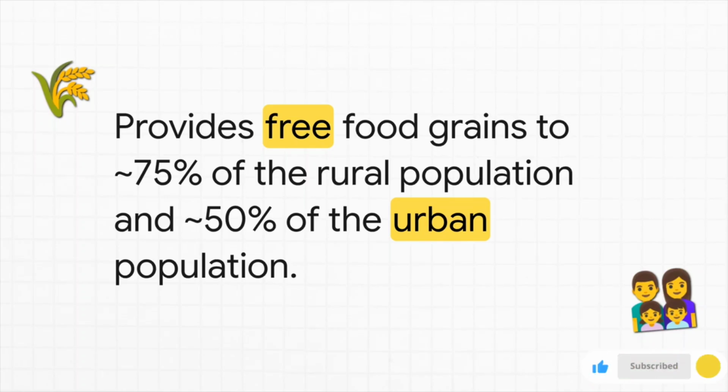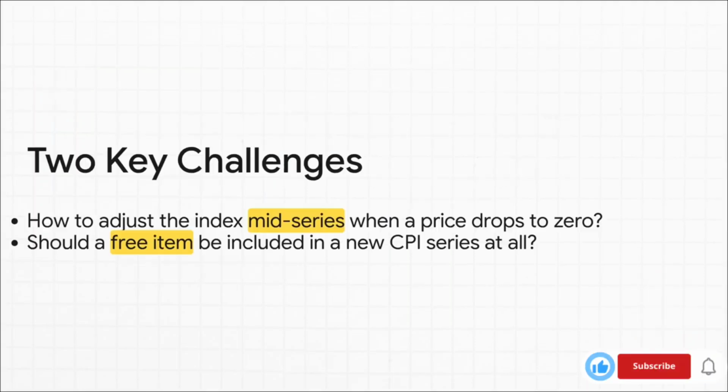Now, for a price-based index like the CPI, this creates a huge methodological headache. I mean, how do you put a price on zero? So this leads to two central questions that the Ministry of Statistics is really grappling with. First, what do you do when the price of something in the existing CPI basket suddenly plummets to zero?